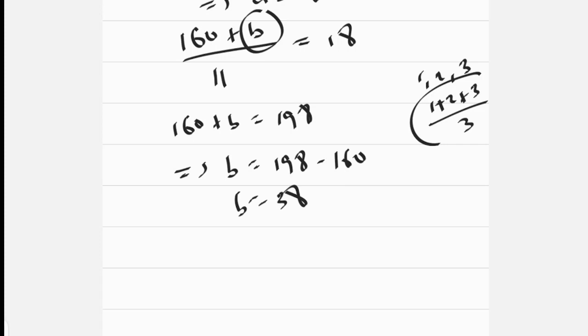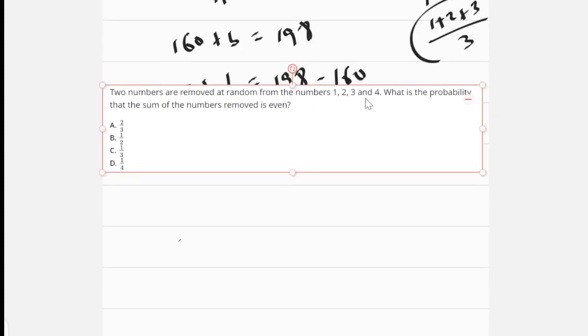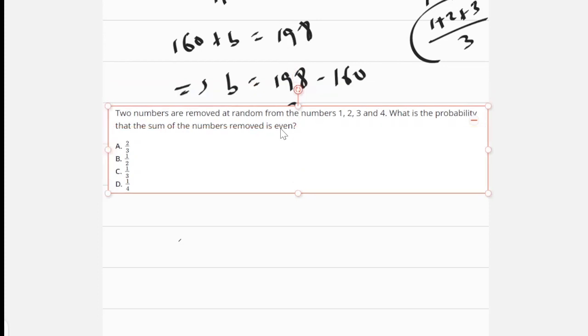So let us solve the second question, question 22. I think this one is on probability. Question 22 is on probability. Okay, this is the question. The question says two numbers are removed at random from 1, 2, 3, 4. What is the probability that the sum of the numbers removed is even? I hope you understand now.